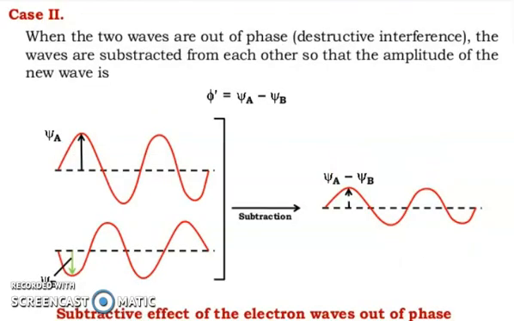Now friends, case 2: when the two waves are out of phase, destructive interference, the waves are subtracted from each other so that the amplitude of the new wave is phi prime equal to psi A minus psi B. You can say psi A and psi B after subtraction give psi A minus psi B. This is the subtractive effect of the electron waves out of phase.